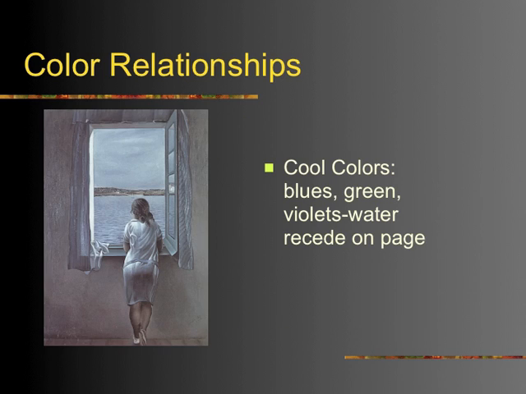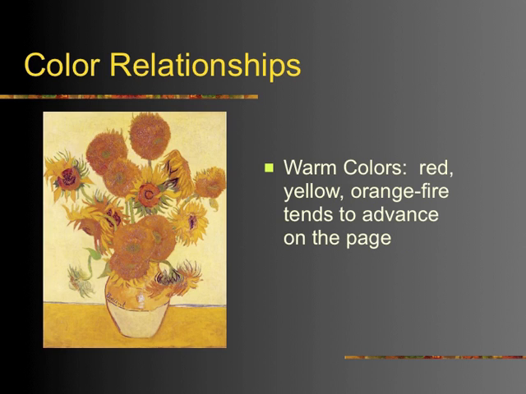Cool colors are colors that are derived from water or ice. Colors like green, violet, and blue are considered to be cool. They go back into space. They recede on the page. Warm colors are exactly the opposite. They're derived from the sun or from fire. Red, yellow, and orange are considered warm, and they pop out on the page.